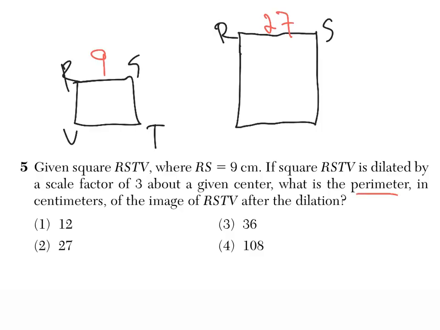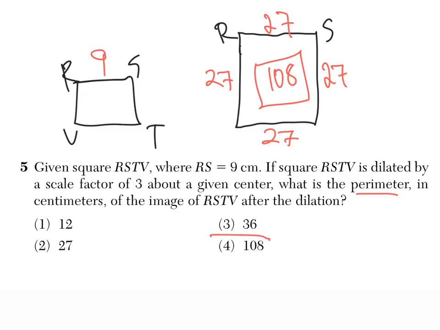If we're looking for the perimeter, we're going to need to add up each new side, and I know that 27 times 4 is going to give us 108. And this is the new perimeter. Correct answer is option number 4. Alternatively, if you simply multiplied 9 times 4, we know that gives us 36. And then 36 times 3 gives us also 108. So that's another way to determine what the perimeter is of this new image.